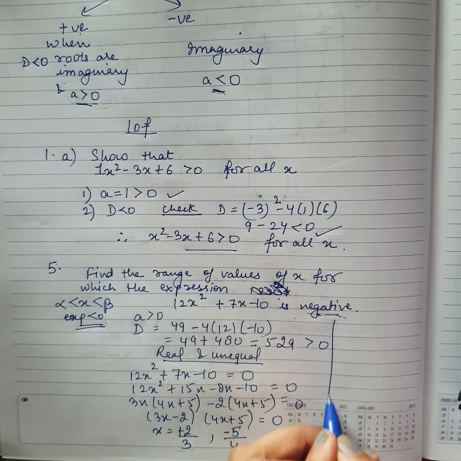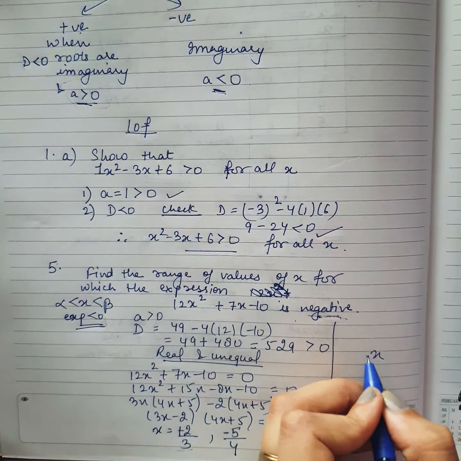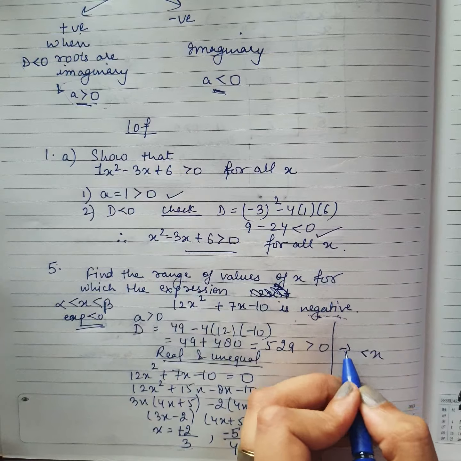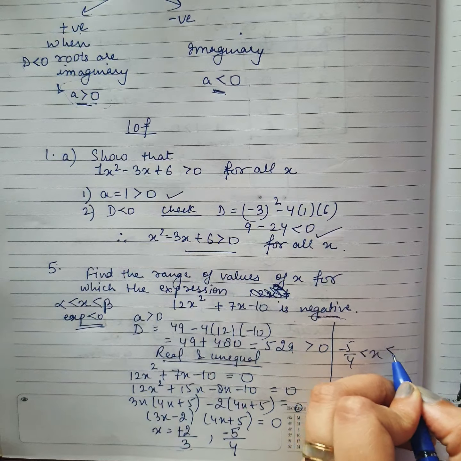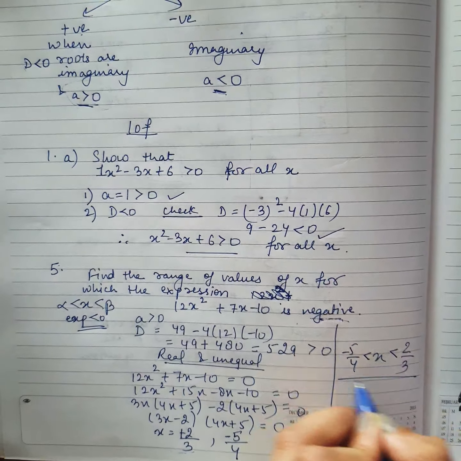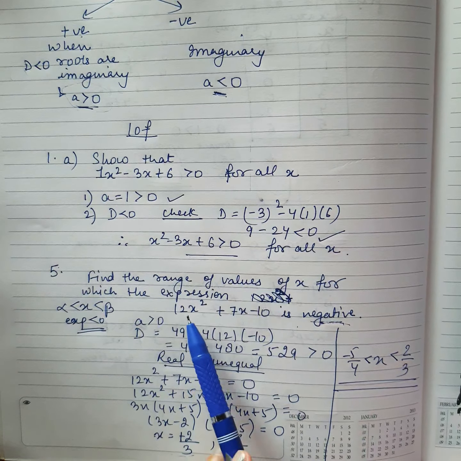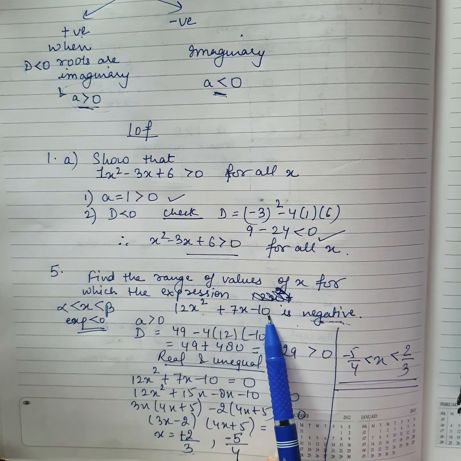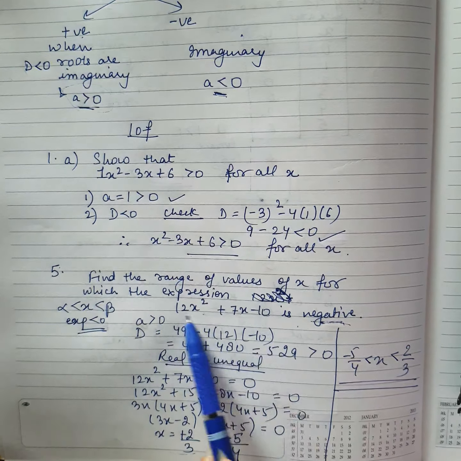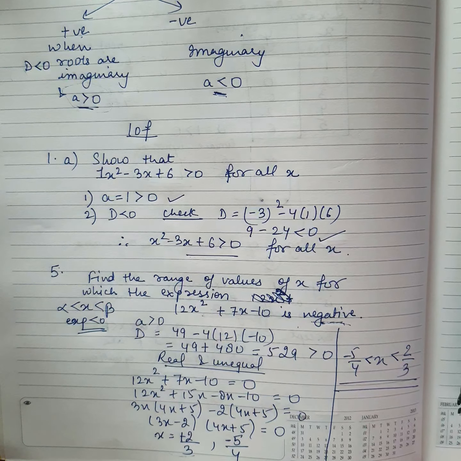For all other values it will be positive. So the range is x greater than minus 5 by 4 and less than 2 by 3. This is the range of values of x for which the given expression will be negative. For all other values this expression will be positive.